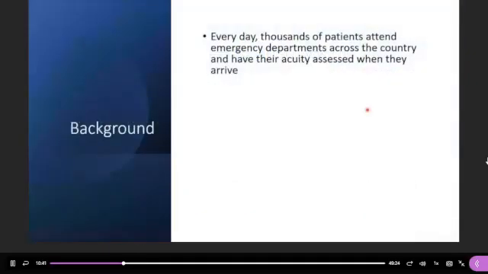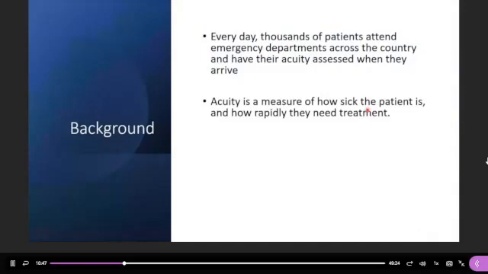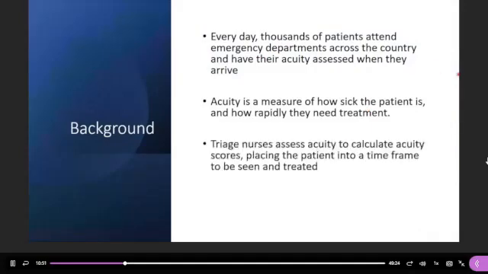So every day, thousands of patients attend emergency departments across the country and have their acuity assessed when they arrive. Acuity is a measure of how sick the patient is and how rapidly they need treatment. Triage nurses assess acuity to calculate acuity scores, placing the patient into a time frame to be seen and treated.